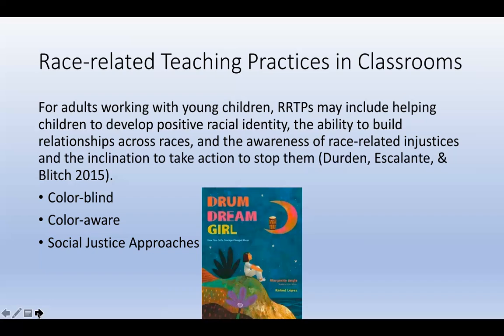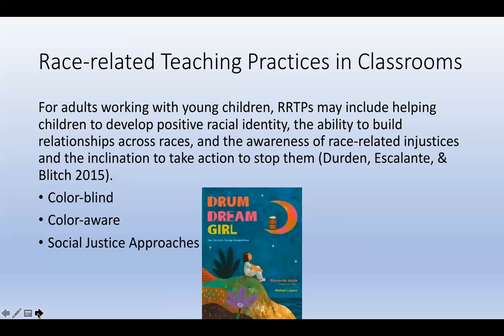An improvement on the colorblind approach is a color aware approach. To be color aware is to intentionally teach children about race and tell them that we see and value their race because it is an important part of who they are. Adults in color aware classrooms bring up race in direct and positive ways. They take advantage of teachable moments and respond to children's race related questions and interactions with books and activities to advance the conversation. One step beyond color awareness is a social justice approach to teaching about race.